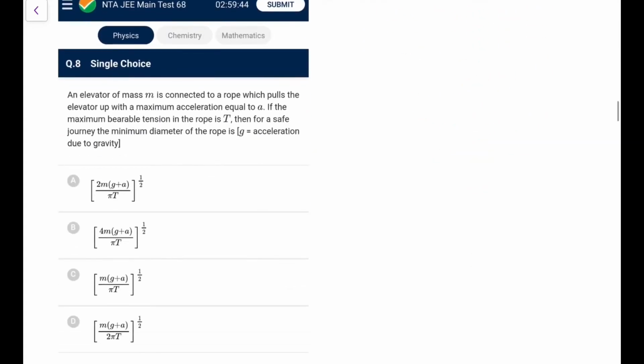Next, we have an elevator of mass m connected to a rope which pulls the elevator with maximum acceleration a. If the maximum bearable tension is T, then for a safe journey the minimum diameter of the rope is. So first of all, I know the T max that will be generated during the journey, that would be equal to m(g + a), and this should be equal to T.